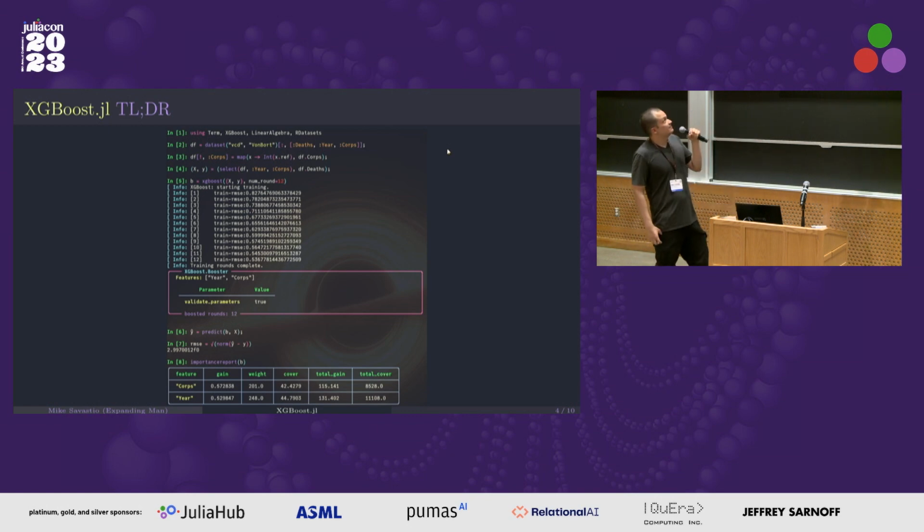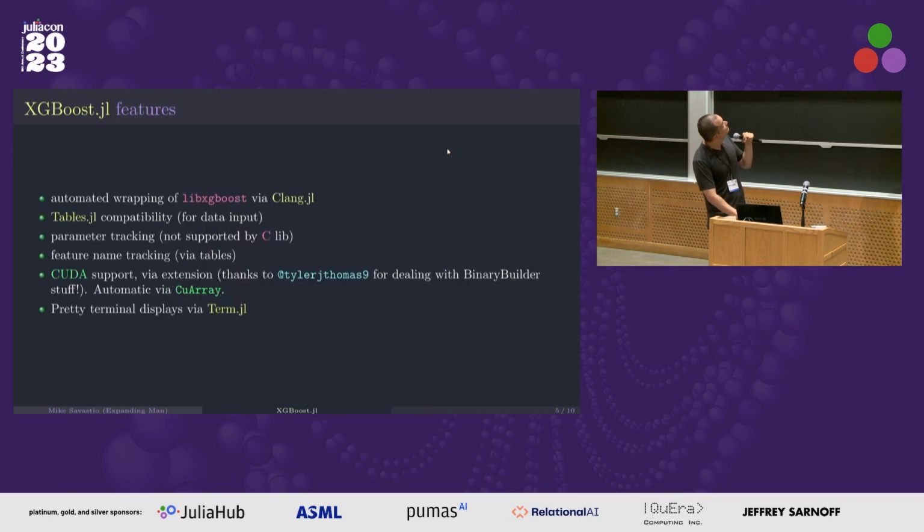Here's a quick sample of its usage, very straightforward. When you call XGBoost, it returns this model object, which contains the entirety of the model, which you can use to run predictions. You can also get some useful introspection out of it, such as importance reports. You can get this as an actual table as well as a nice Term display there.